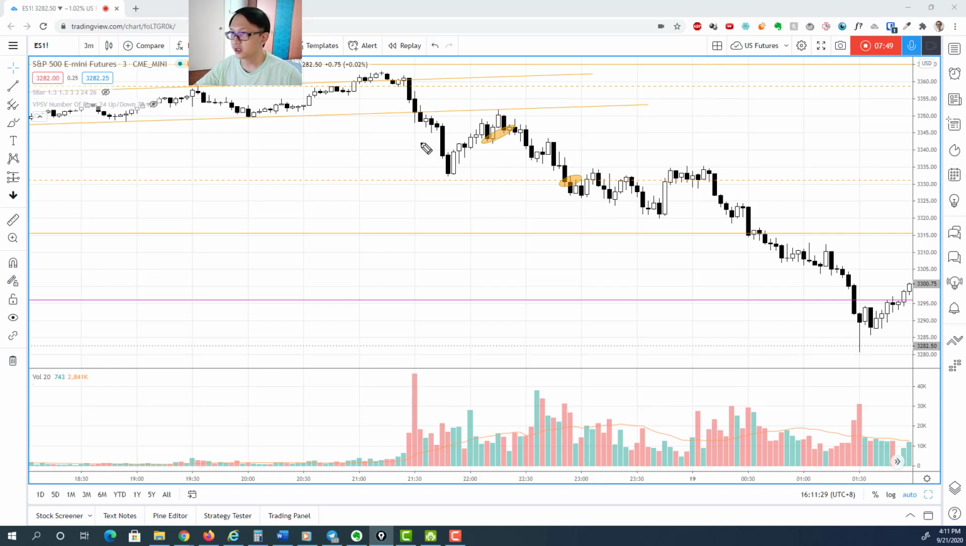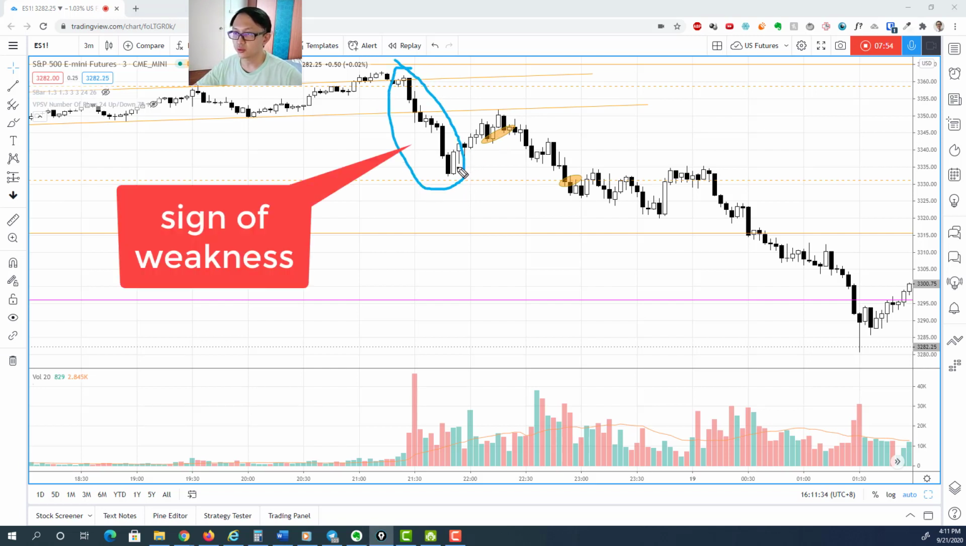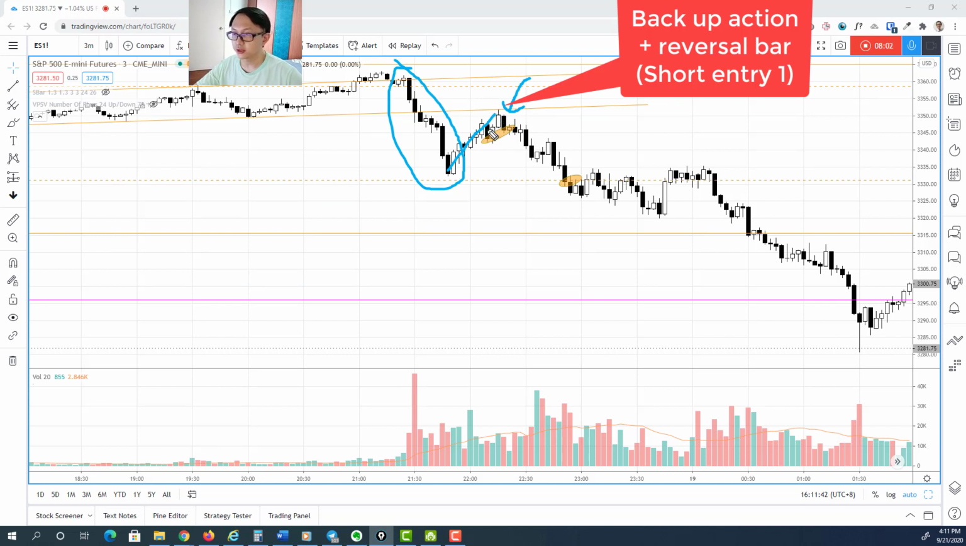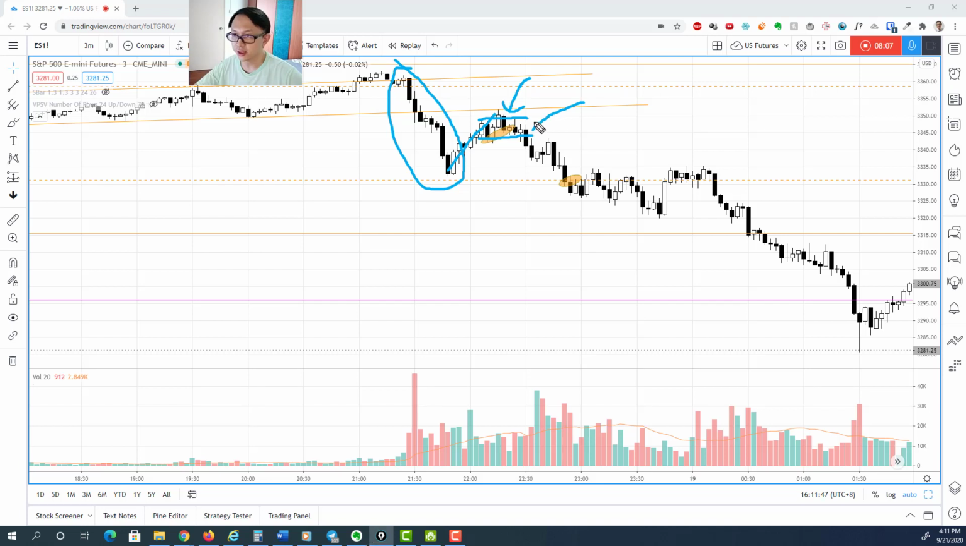And in terms of the structure position, I think that's very nice. We have a sign of weakness followed by a backup action, and then we have the reversal bar. And if you think that the price action is a bit messy, maybe you would like to take the breakout bar right at the close of this breakout bar here, because it just broke out from this localized trading range. But anyway, I will probably just take either this or these two entries.